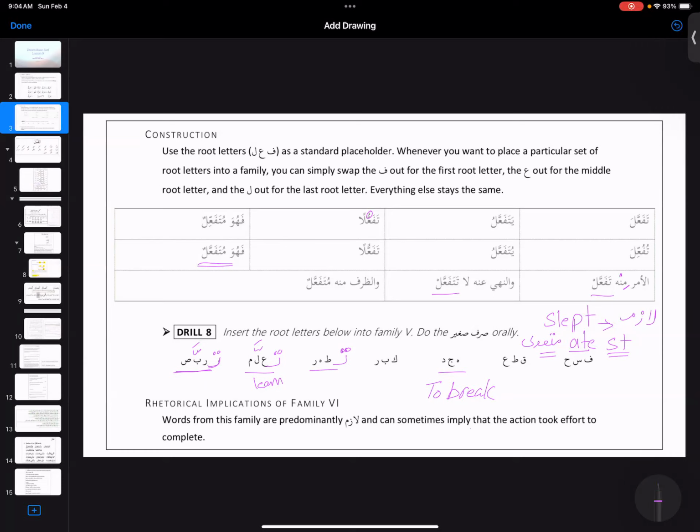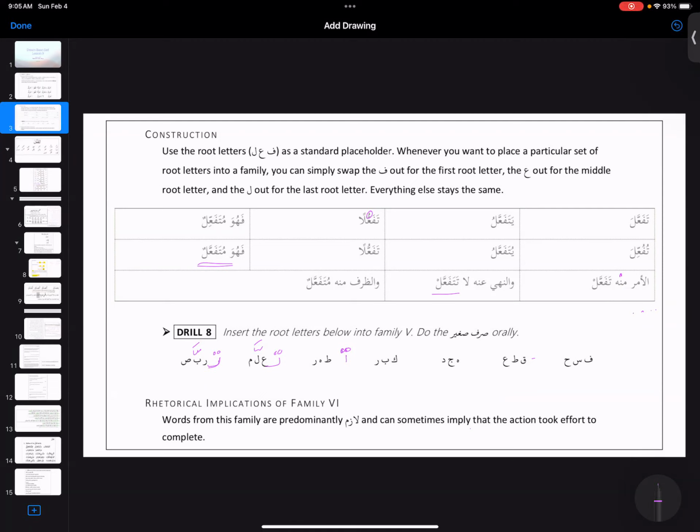This something and someone trick is not 100%, because sometimes something or someone doesn't make sense with it but the verb is still mutaddi. We can check in the dictionary. The dictionary can let us know whether this verb is lazim or mutaddi. Like ta'allama, we say that this family is usually lazim. So ta'allama is lazim. It doesn't need a maf'ul to learn.